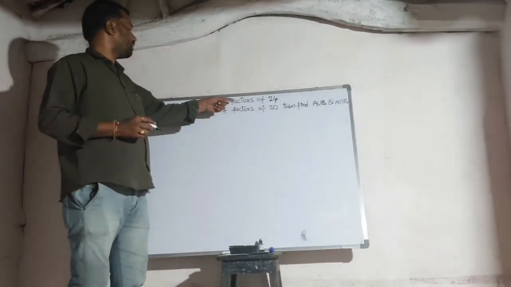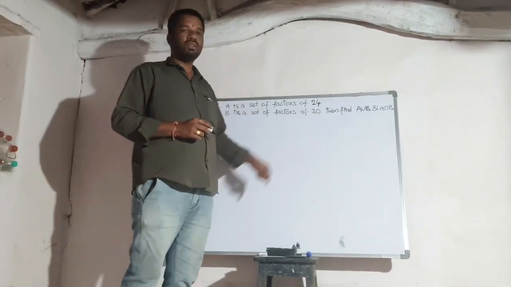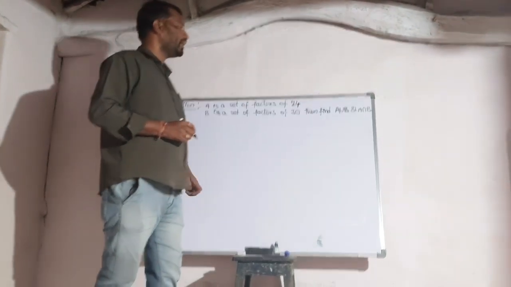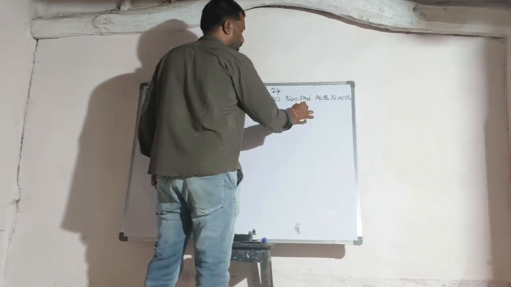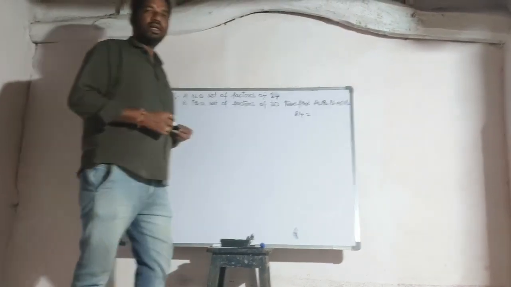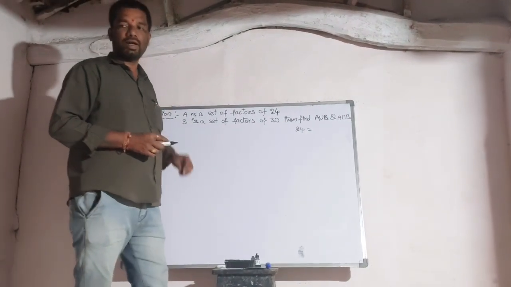A is a set of factors of 24. B is a set of factors of 30. Then find A union B and A intersection B. First I am writing factors of 24. Factor means a number which exactly divides the given number is known as a factor.